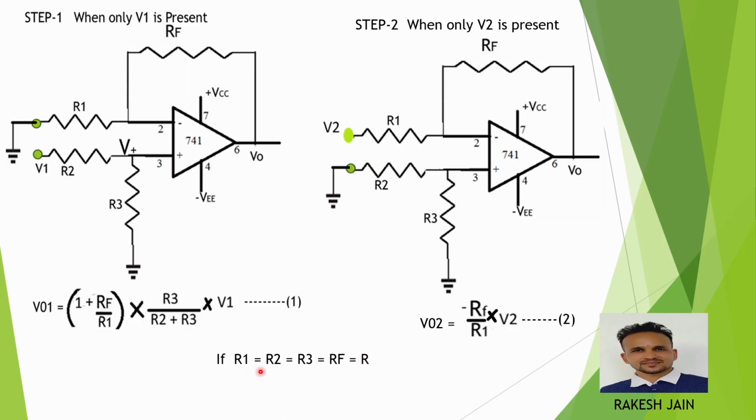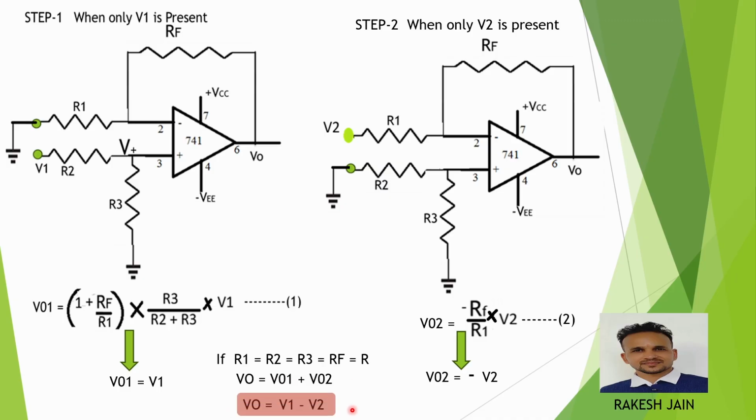Now, if I put all the resistances equal to each other, then see these two equations. If all the resistances are equal to each other, they cancel out, only V1 will be present. So the output first becomes V1. And in the second equation, when resistances are equal, then only minus V2 will be present. So what is the final output? That is the sum of these two step outputs. So it becomes V0 equal to the difference of these two inputs. So it is known as subtractor. So this one is my final formula for op-amp as a subtractor.